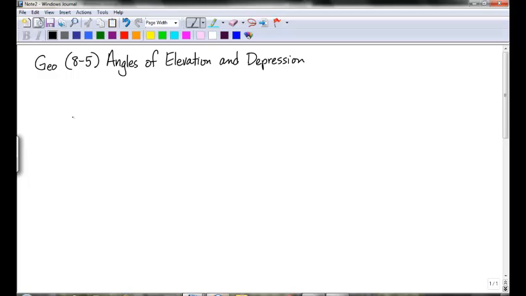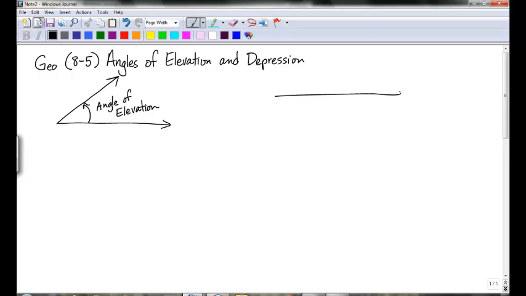The main thing to remember about angles of elevation: the angle of elevation is always from a horizontal line and then looking up. Okay? So this would be considered the angle of elevation. It's always from a horizontal line looking up. Angle of depression is always from a horizontal line and then down. So this would be like the angle of depression.